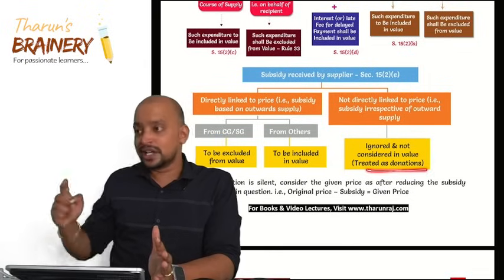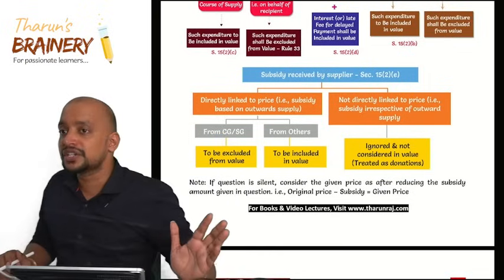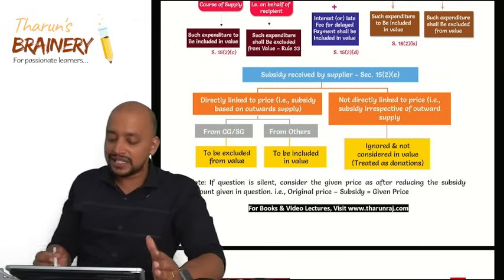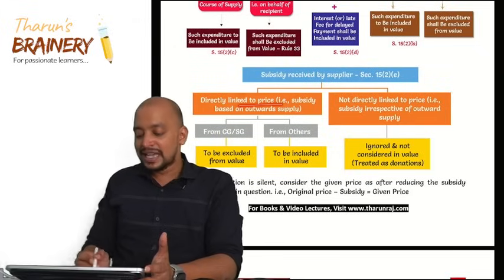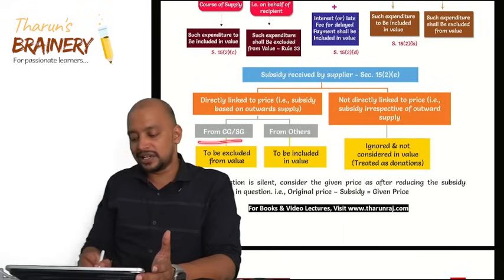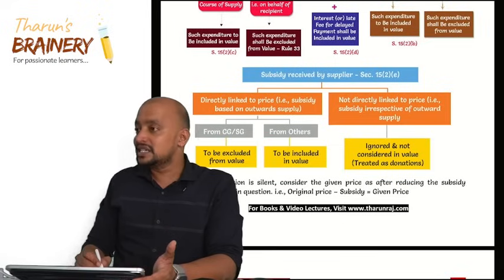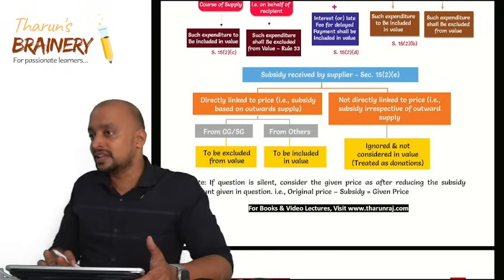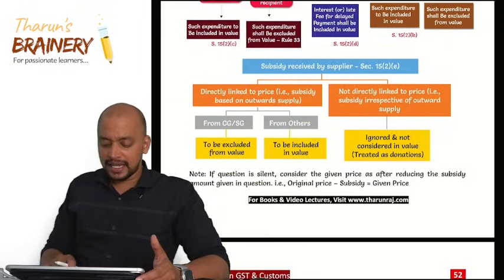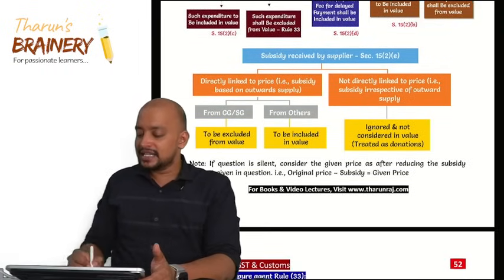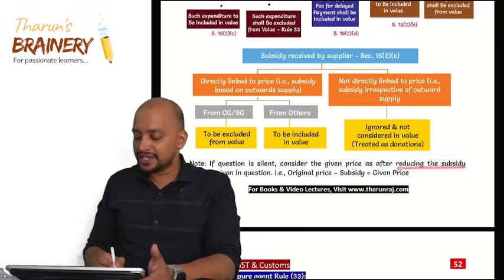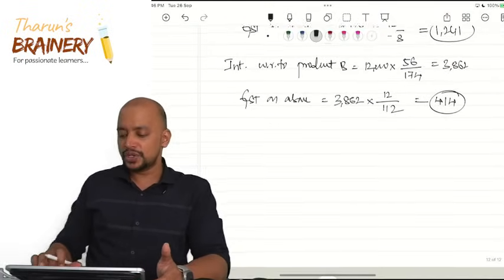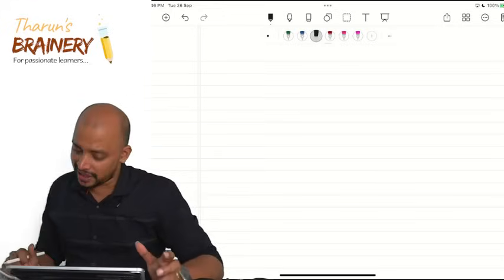When the subsidy is not directly linked to the price, ignore it and don't consider it for valuation, and treat it as a donation. Donations we already know, conditional and unconditional donation, and that treatment we will apply. If the subsidy is directly linked to the price, check whether it is from the Central Government or State Government or from others. If it is from the Central or State Government, it is to be excluded from value. If it is from others, it is to be included in the value. If the question is silent, consider the given price as after reducing the subsidy amount given in the question. This subsidy topic is usually quite confusing in the exam.